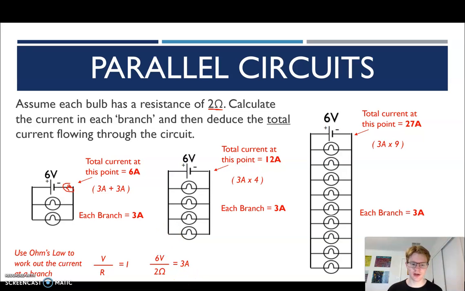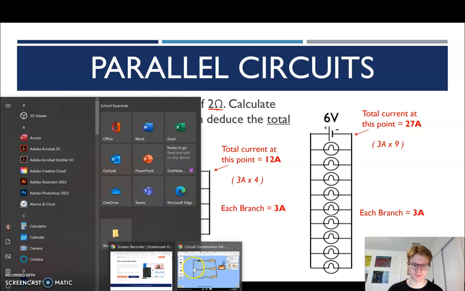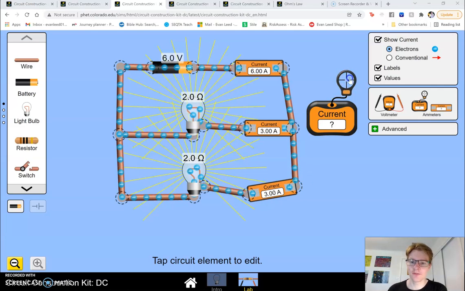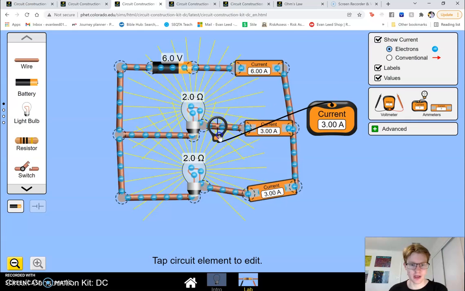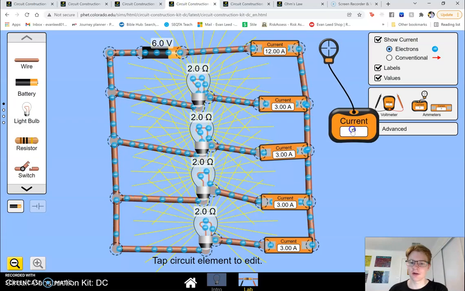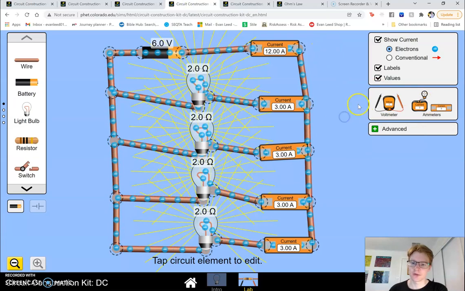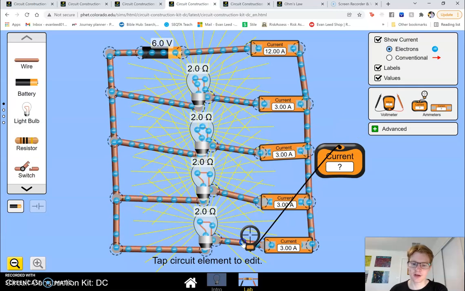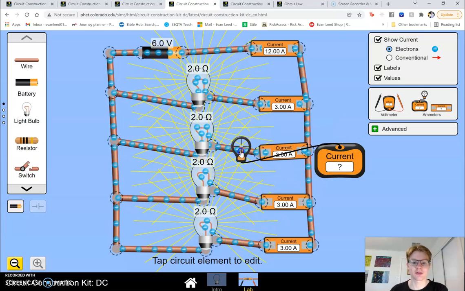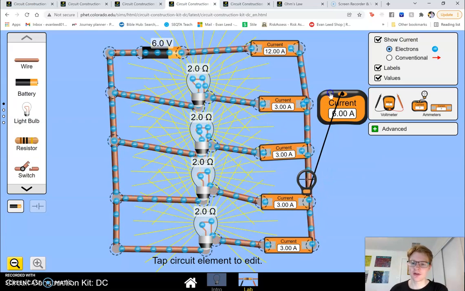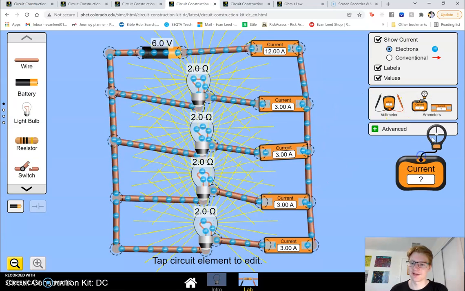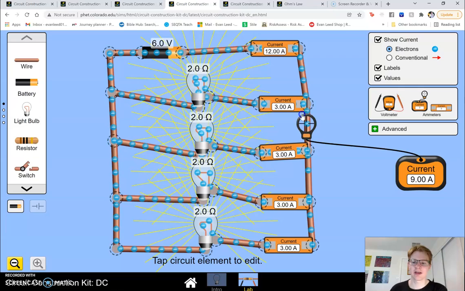Just to show these answers in full, I'll show them on the simulator. So here's the first one. As you can see, I've put ammeters into these branches back again. So we've got a 6-volt battery, 3 amps for both of these, and then adding them up here is 6 amps. And here's the one with the 4 branches. So if I was to bring out my ammeter here, hovering it over, all of these branches are receiving 3 amps each. But if I was to climb up here, it's now 6 amps. Now it's 9 amps. Now it's 12 amps.